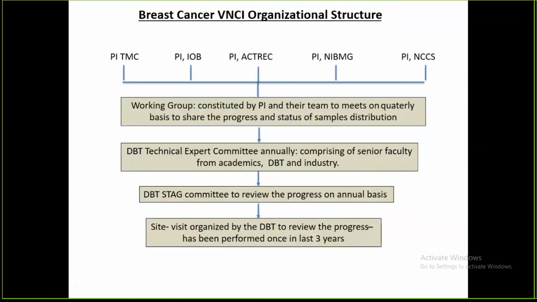This is the governance model. PIs drawn from all 5 participating institutions constitute the working group that meets on a quarterly basis to share the progress and status of sample distribution. The project also gets evaluated through different committees and mechanisms of DBT: the DBT Technical Expert Committee, DBT STAG Committee, and Joint DBT Apex Board. At times, site visits are also organized based on the recommendations given by TEC and STAC.